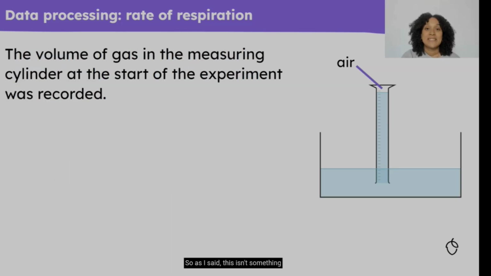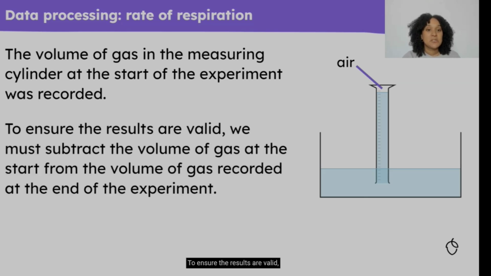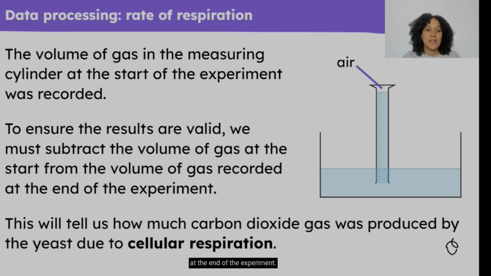So as I said, this isn't something in the experiment that's controlled, but we need to do something about it to negate the effects, otherwise we're going to have these random errors in our data. The volume of gas in the measuring cylinder at the start of the experiment was recorded. To ensure the results are valid, we must subtract the volume of gas at the start from the volume of gas recorded at the end of the experiment. This will tell us how much carbon dioxide gas was produced by the yeast due to cellular respiration, and not just because of that weird little air pocket that you have before you start recording the rate of respiration.